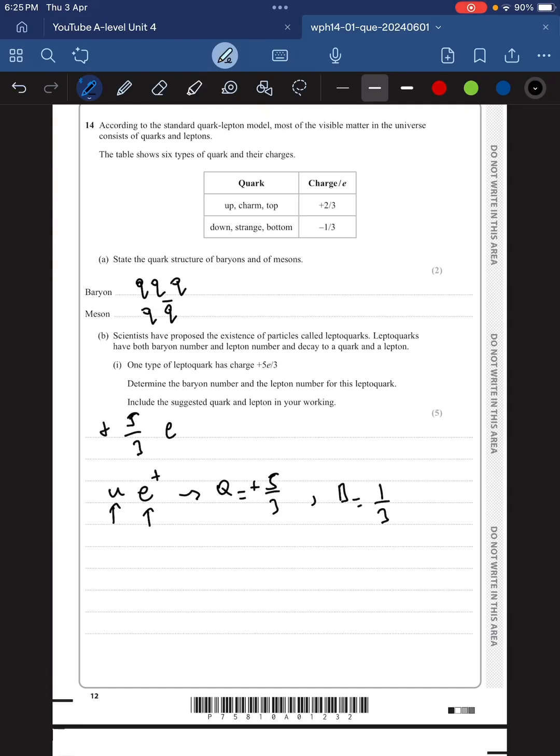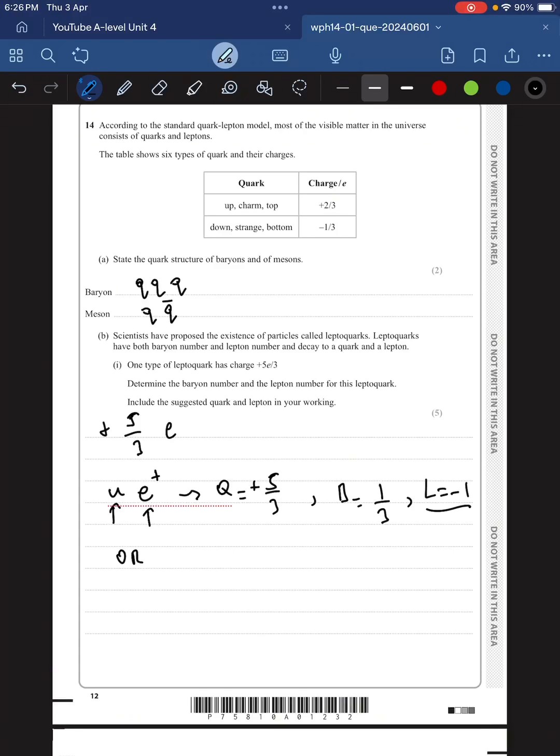Okay, same for mesons. Since a quark has a baryon number of 1/3, an anti-quark has the opposite baryon number, so minus 1/3. So we get 0 baryon number for mesons. But here we get the baryon number of 1/3 and a lepton number of -1. Okay, be careful with that, because this is a positron, and positrons have a lepton number that is opposite to the lepton number of electrons, which is 1.